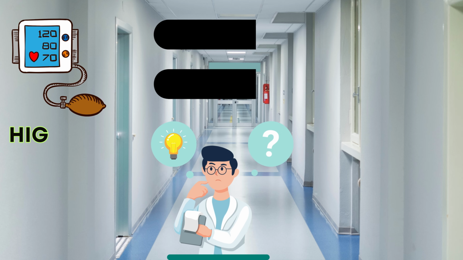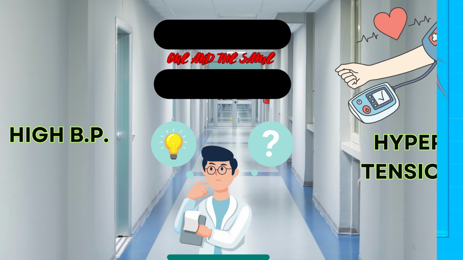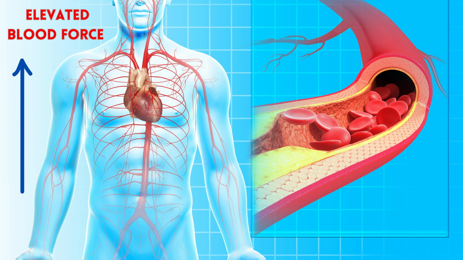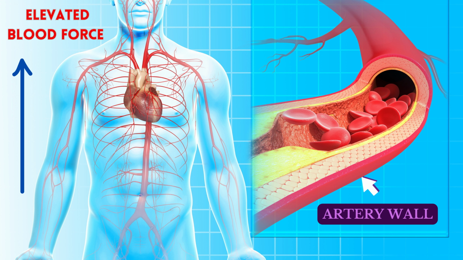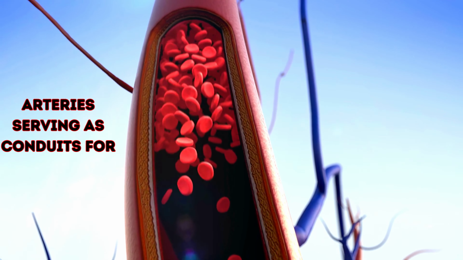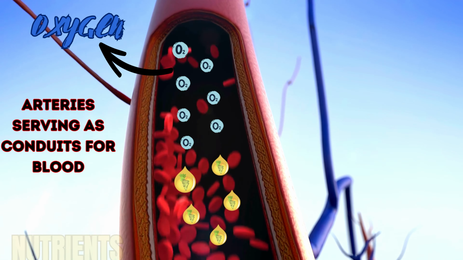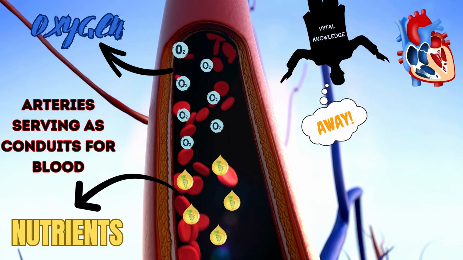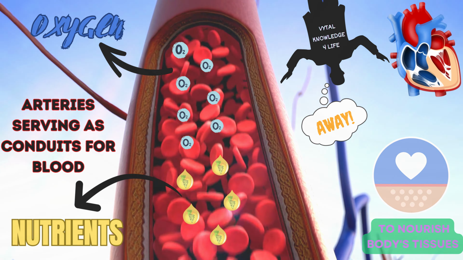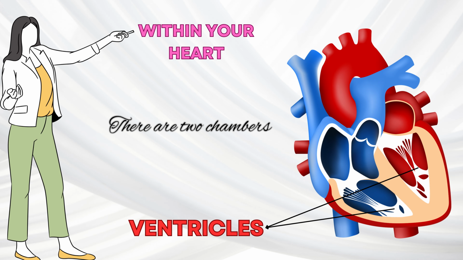High blood pressure, also known as hypertension, is a prevalent condition characterized by elevated blood force against the walls of your arteries. Arteries serve as the conduits for blood to transport oxygen and nutrients away from your heart to nourish your body's tissues. Within your heart, two chambers called ventricles contract rhythmically with each heartbeat, propelling blood to your lungs and through your arteries. As blood courses through these vessels, three primary factors influence the pressure exerted on the artery walls.